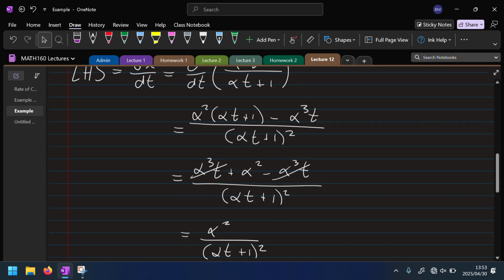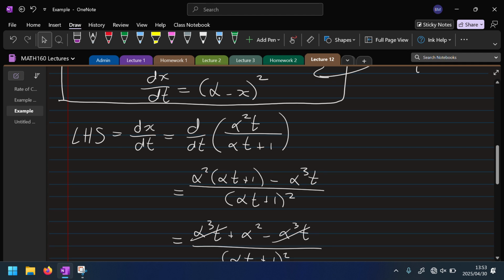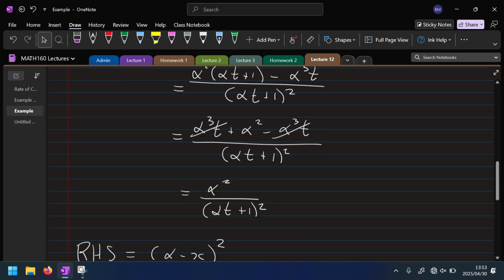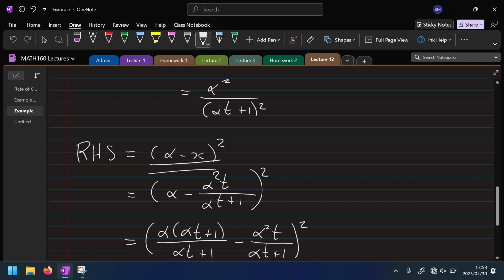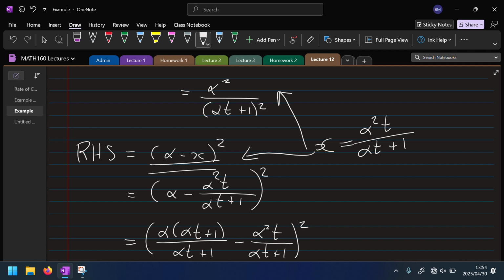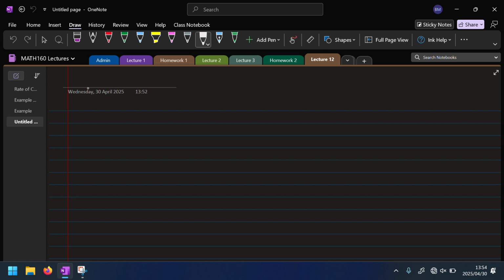Yeah, so this is the left-hand side, dx by dt from that equation, and then the right-hand side, alpha minus x squared. In both cases, x was alpha squared t over alpha t plus 1. And we just substitute. Any other questions? You're good. Okay, example 3.